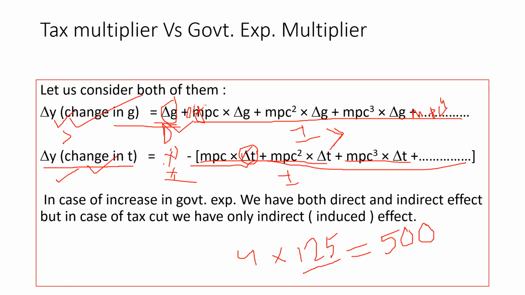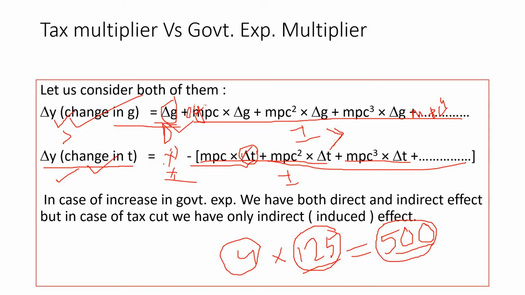Okay, the tax multiplier is smaller, but to achieve the same target, if your target is to increase income by 500 rupees, instead of cutting tax by 100 rupees, you'll have to cut tax by 125 rupees. So you can achieve your target by employing the tax multiplier.